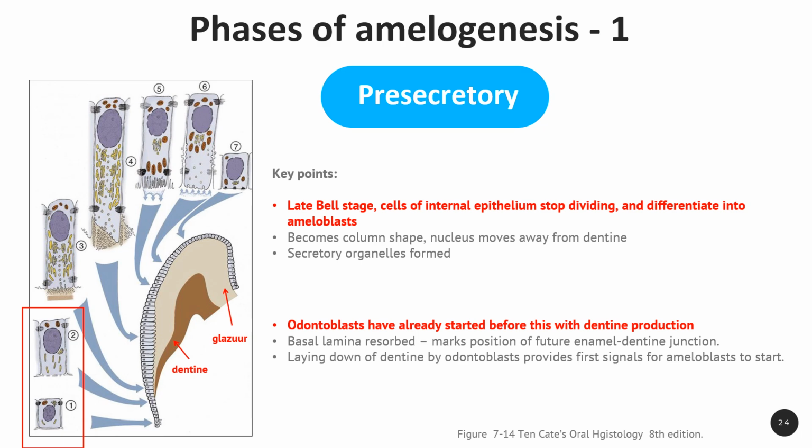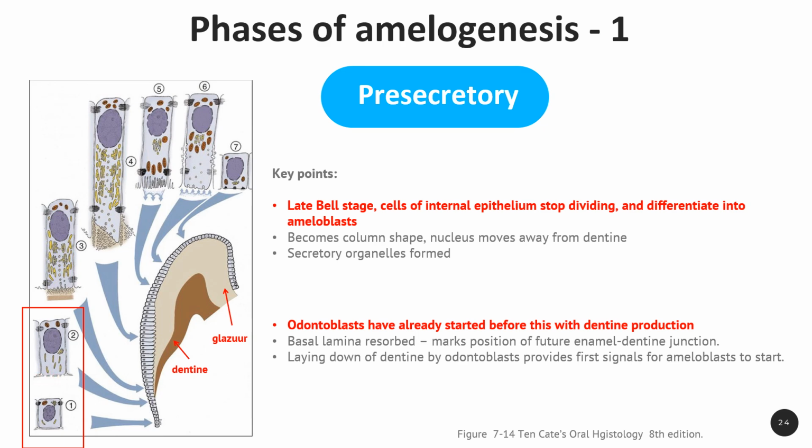The basal lamina, which normally in this image is this really low, thin black line here, the basement membrane, with proteins like laminins and fibronectins, is resorbed by the ameloblast. Resorption meaning disintegrated. So here you can see in the cartoon that it has holes in it, so it's being degraded. Where this happens will mark the position of the future dentine-enamel junction. The presence of dentine, which is made by the odontoblast, provides a signal to the ameloblasts to degrade the basement membrane and to begin this process.